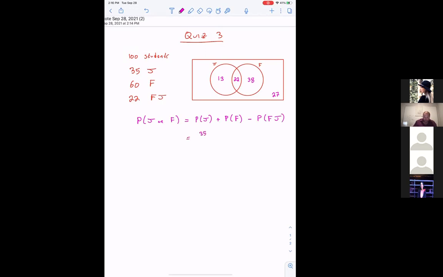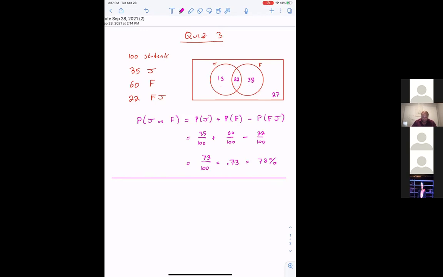So what is the probability of being a junior? Well, 35 out of the 100 people are juniors. And how about being a female? Well, 60 out of the 100 people are females. And a female junior, 22 out of the 100 people are those. And you get 73 over 100, or 0.73, or 73%. I will have accepted any one of those 3 as your answer to that question. Does that make sense for number 1? Of course, if you just add up 13, 22, and 38, you do in fact get 73.